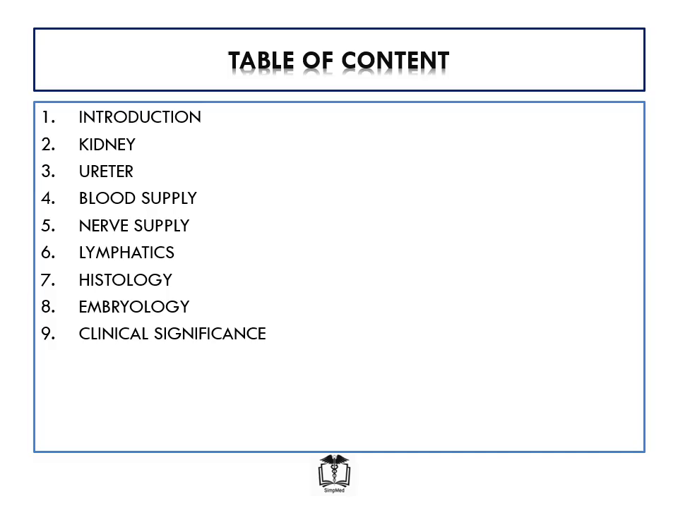So in this module, we're talking about everything there is to know about the kidneys and the ureter. We'll talk about the gross anatomy, the blood supply, nerve supply, lymphatic drainage, the histology and the embryology, and then we'll end the session by talking about some important clinical significance.